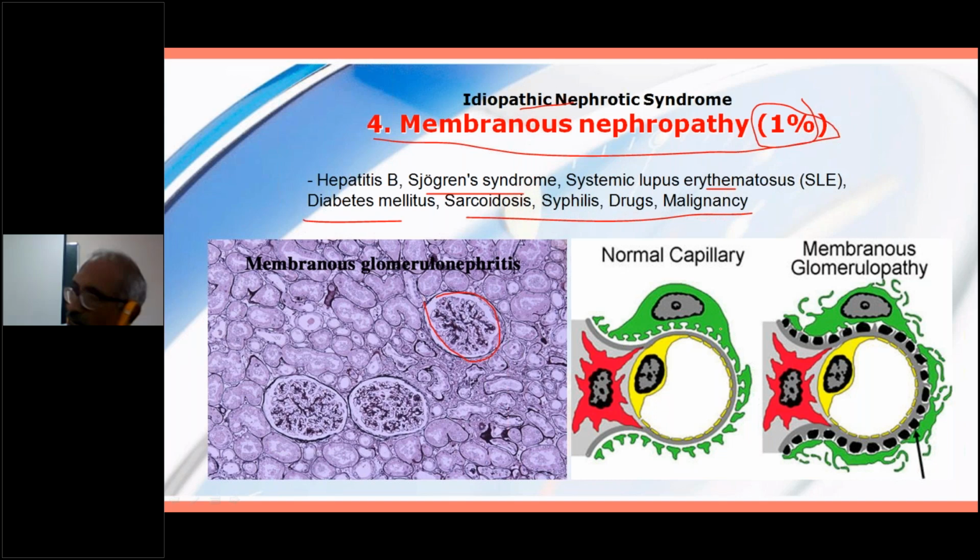Diagrammatically, if you want to see, this is a normal structure. The basement membrane, you can't see it here, but here it is so thick. So this is a thickened basement membrane characteristic of membranous nephropathy. This is mesangial proliferation, meaning mesangial proliferative glomerulonephritis. That is the difference. This is just for your understanding. Most of the undergraduates are not troubled much about this one.